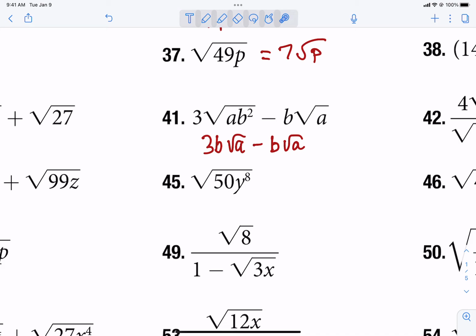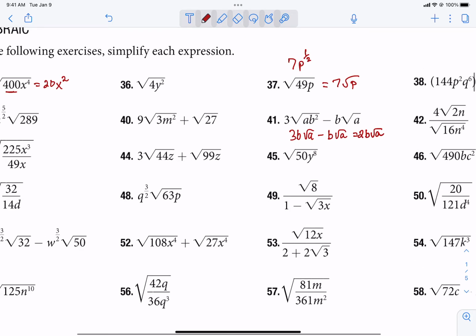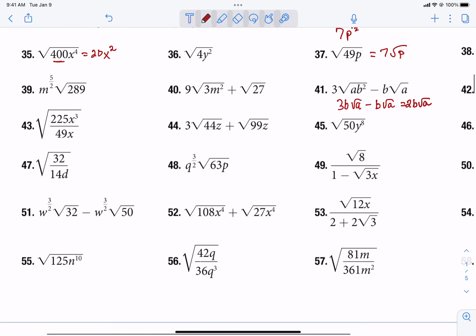Now, look what has to match. The b and the square root of a have to be perfect matches, which they are. Now we can subtract the front coefficients. 3 minus 1 is 2. So we have 2 of those b square root of a's. So you can only add or subtract them if they're exact perfect matches. There's 41, so I think you could probably try 44.